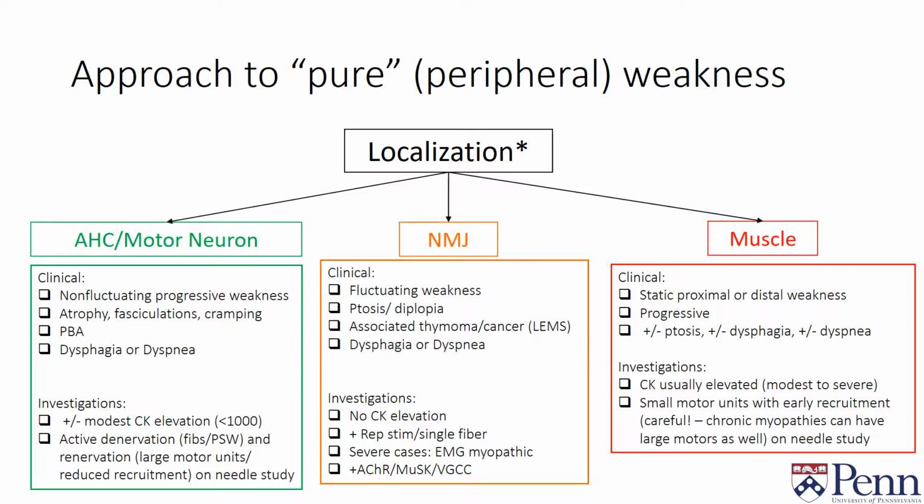The CK is usually elevated, and that's something that we look for in acquired myopathies, maybe with the exception of dermatomyositis. And on EMG, we expect small motor units with early recruitment on the needle study. We're a little cautious when we hear a chronic myopathy story, as they can look a little bit more like what we call neurogenic, with large motor units. So these are the three categories that we're going to try to take the first couple cases through to see if we can sort myositis from non-myositis.